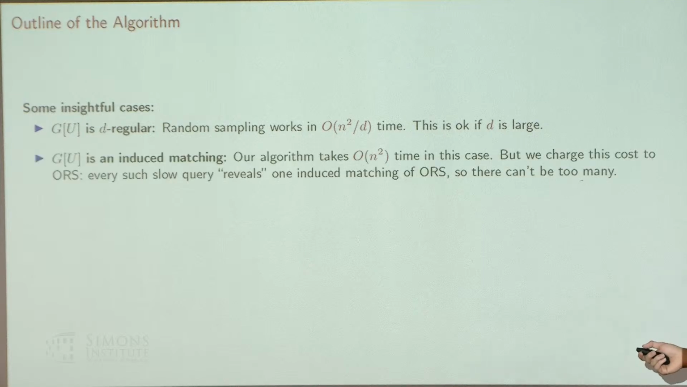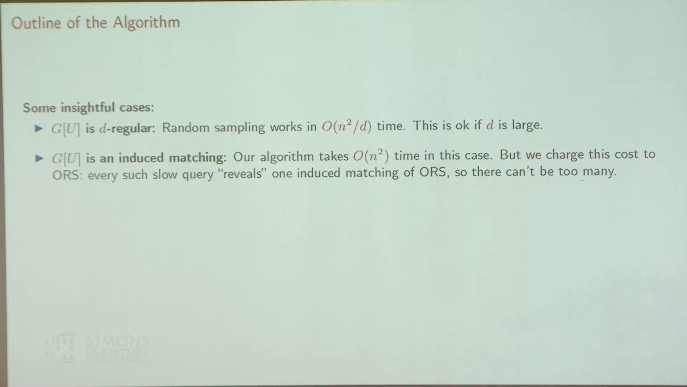Another extreme case is when G[U] is an induced matching. It's internally really sparse. Here, our algorithm is going to take too much time. It's going to take n squared time. So this is one of those bad choices of U. But whenever these bad cases happen, we charge the cost to ORS. Every such slow query reveals one induced matching of ORS. There can be so many, so long as we remember them, so that we don't spend too much time on them again.